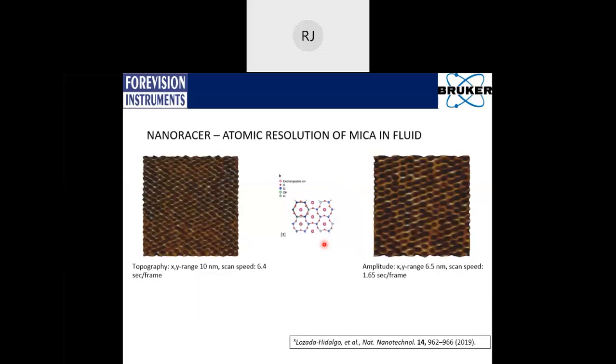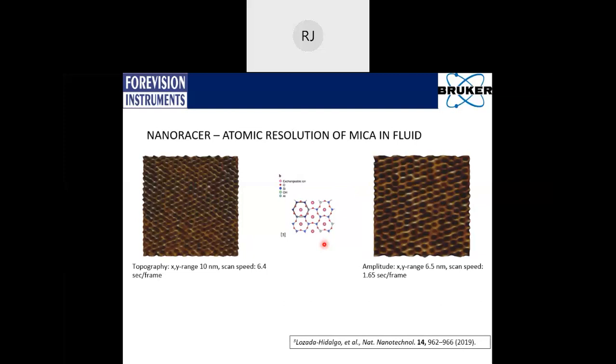And as you can see here, we can even scan much smaller areas like 6.5 nanometers with 1.65 seconds per frame. And this is also done under fluid. So it gives you uncompromised images at high resolutions with high speed imaging capability.